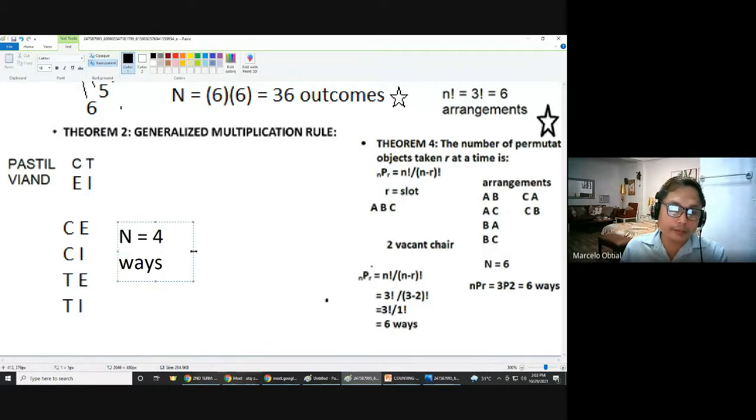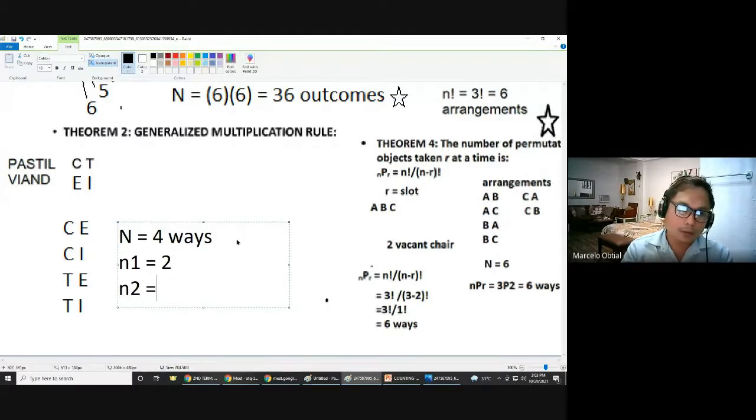Now under the generalized multiplication rule, you just need to multiply, no? So n sub 1 is equal to 2 because there are 2 types of pastil. Okay, n sub 2, there are 2 types of viand, 2 pa rin. That is why in multiplication rule, generalized multiplication rule, that is 2 times 2.